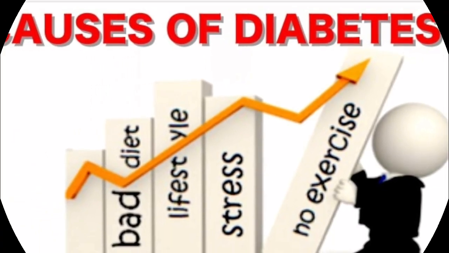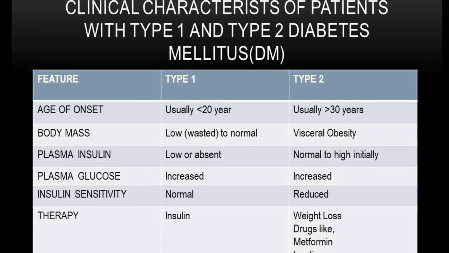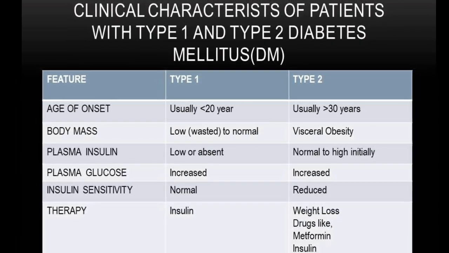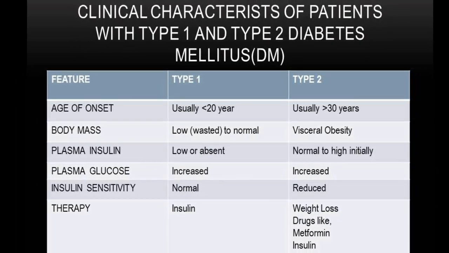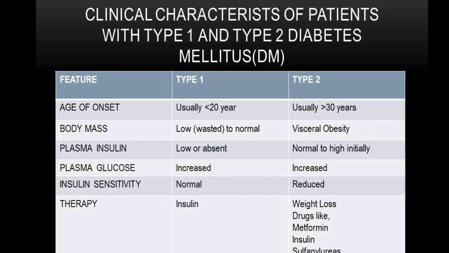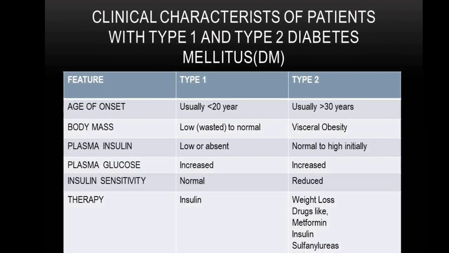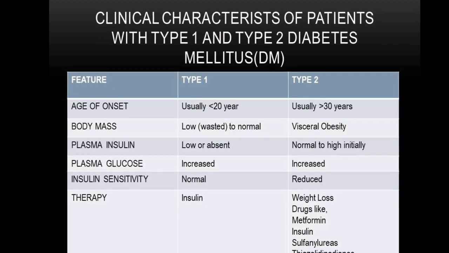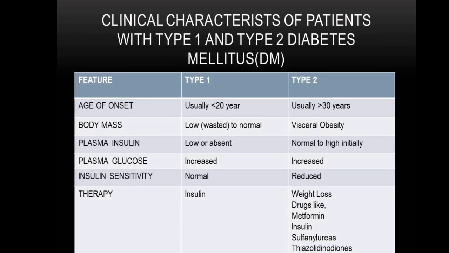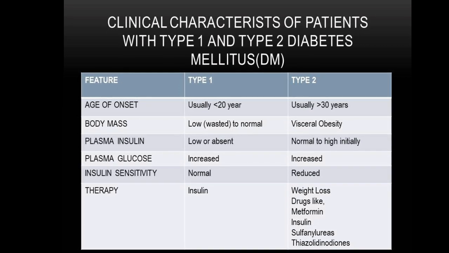Some of the clinical characteristics of patients with type 1 and type 2 diabetes mellitus. The age of onset of type 1 diabetes mellitus is usually less than 20 years. However, for type 2 it is usually more than 30 years. Body mass is low to normal in type 1. However, there occurs visceral obesity in type 2. Plasma insulin is low or absent in type 1. However, it is found to be normal to high initially in type 2. Plasma glucose is increased in both type 1 and type 2. However, insulin sensitivity is normal in type 1 but it is found to be reduced in type 2 diabetes mellitus.